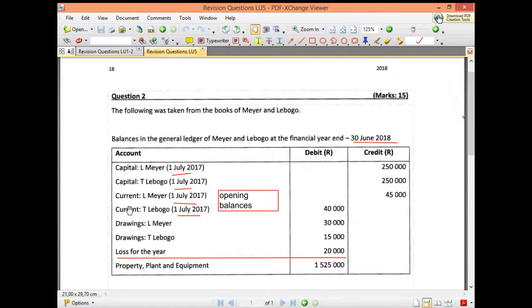So they give you the capital, the current, they give you the drawings amounts, and then there's a loss for the year. So in this scenario, we've actually made a loss. We did not make a profit. So that is your starting point. If I make a loss, which side of the appropriation account would we document that?